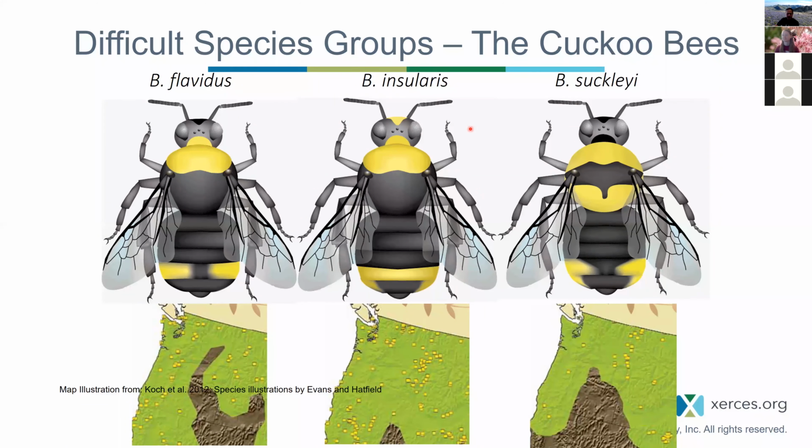Bombus insularis has a yellow face and a yellow top of its head. And Bombus suckleyi, again, this is our species of greatest conservation need, has a black face and the black vertex, or the top of the head, is fully black. Sometimes there's variation in the amount of yellow that it has on the rest of their body. So that's really one of the most reliable things to look at for these three.